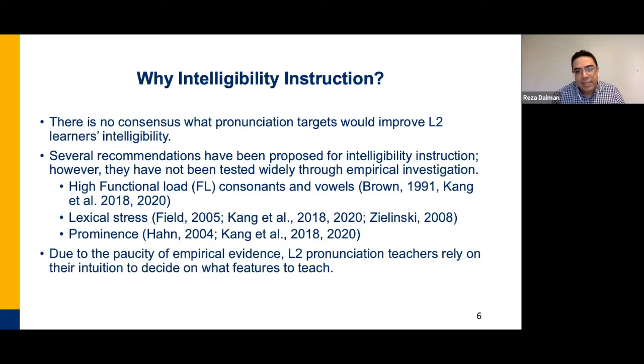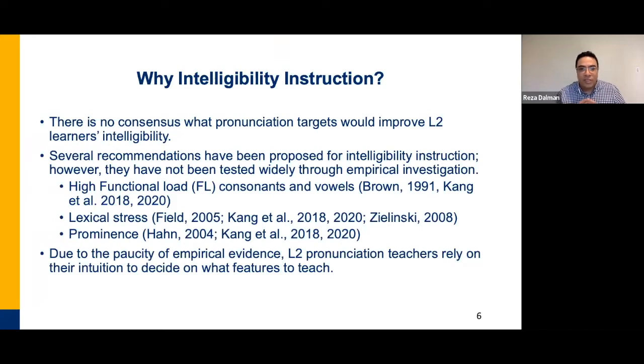Also, there is no consensus regarding what pronunciation targets would improve L2 speakers' intelligibility. And although several recommendations have been proposed for intelligibility instruction, they have not been tested empirically. So there is not enough empirical evidence regarding what should be taught in intelligibility-based instruction to improve the intelligibility and comprehensibility of L2 learners.